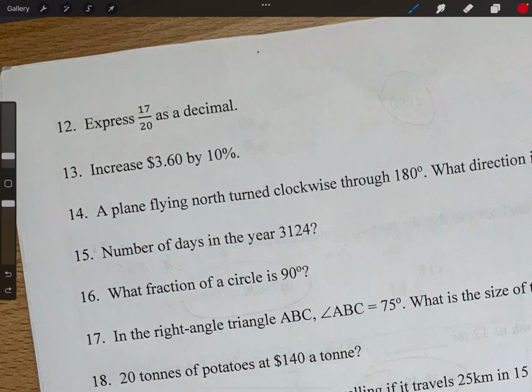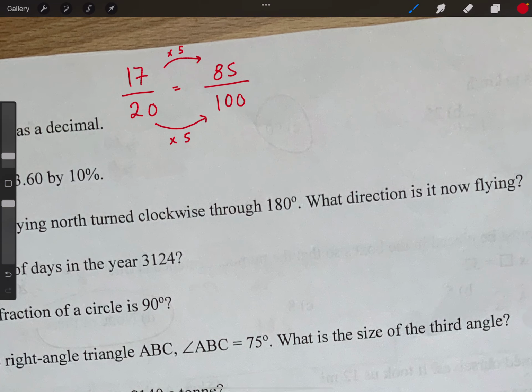Okay, so 17 on 20 is a fraction. To turn it to a decimal, first what we're going to do is make the bottom number into 100. Now to do that, we use multiplication, so we have to times it by something. So to get to 100, you can multiply by 5. So you do the same to the top. 17 times 5 would be 85. So 85 over 100, that's just 85%.